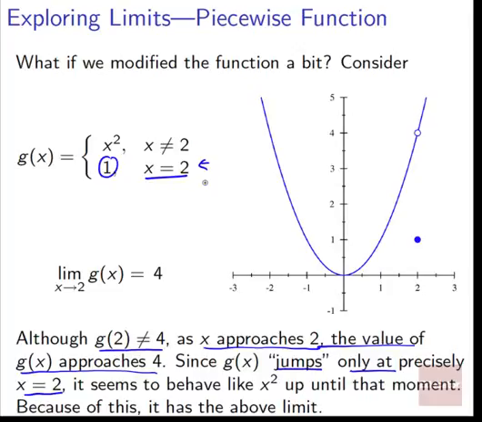What it seems to do up until that moment is behave like x squared, because for everything other than x equals 2, it behaves just like x squared. So up until that moment, it's behaving just like x squared. And because of this, it has the above limit of becoming a 4. It's going towards a 4 until that single moment where, when it actually touches the 2, it jumps away. But up until that moment, it seems like it's going there. So that winds up being our location. The vertical height that it seems to be going to as x approaches 2 is 4.